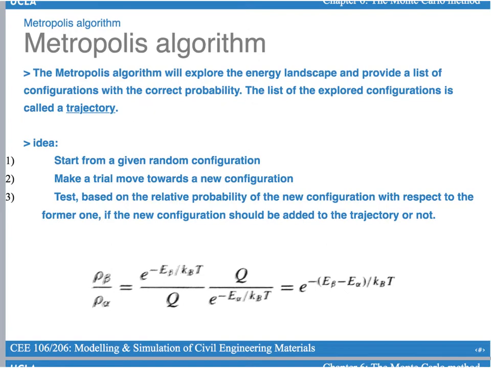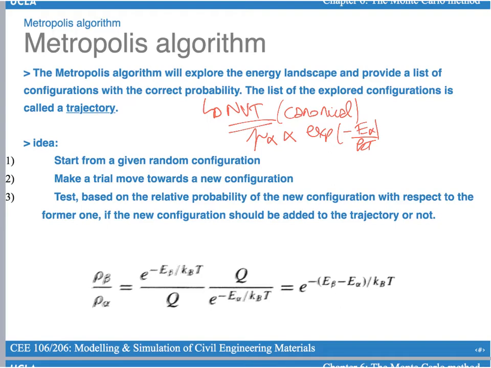by the NVT ensemble. So the probability given by the Metropolis algorithm to explore different configurations will be exactly the same as the one that a real system would have in the canonical ensemble, which, as a reminder, is proportional to exponential minus the energy divided by kT. And the main interest of this Metropolis algorithm is that it's going to sample different configurations with exactly the right probability, compatible with this probability given by the NVT ensemble.